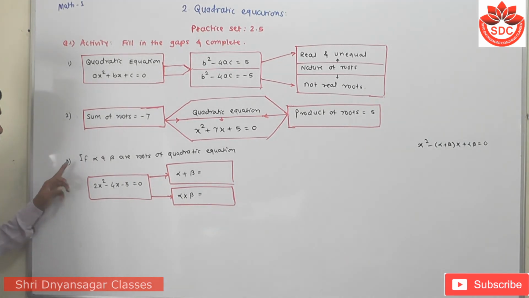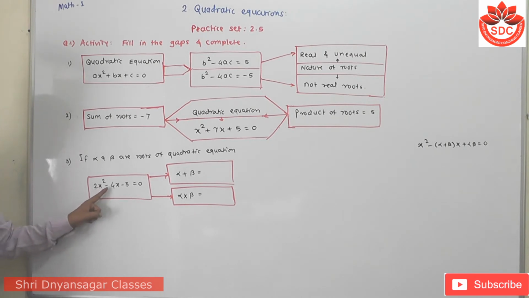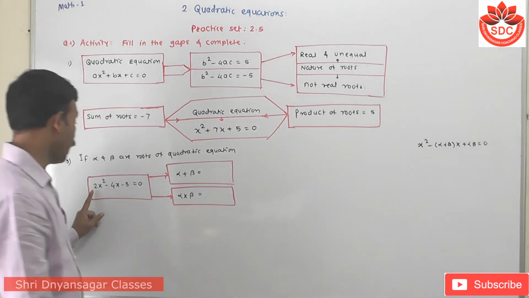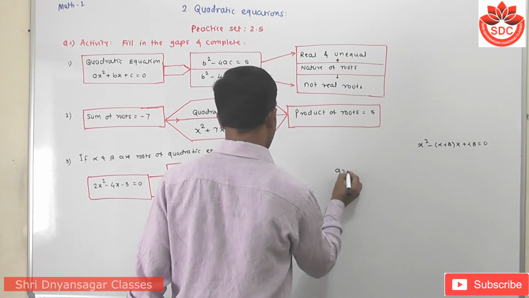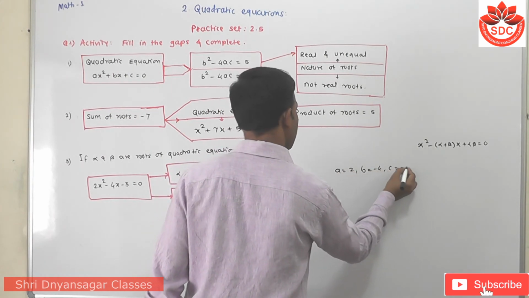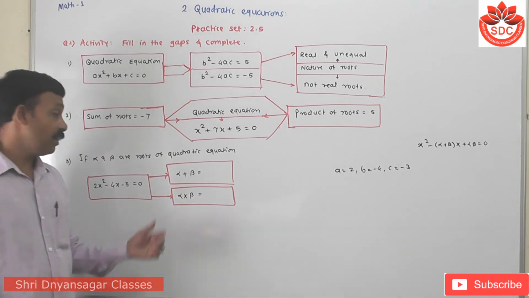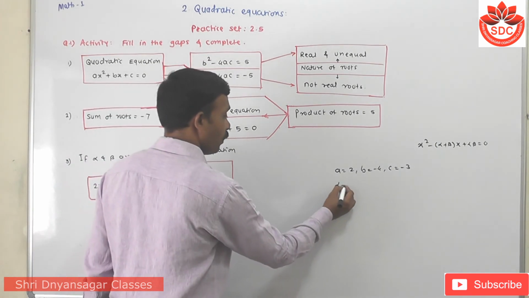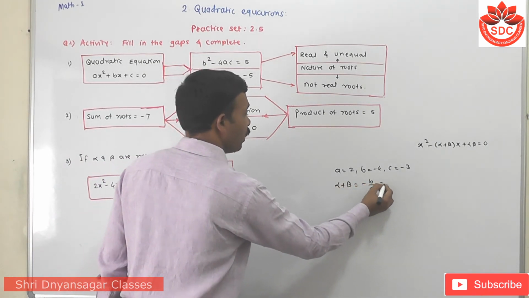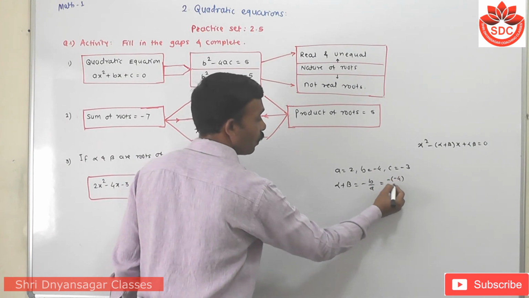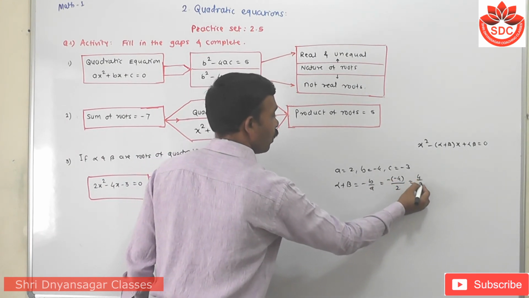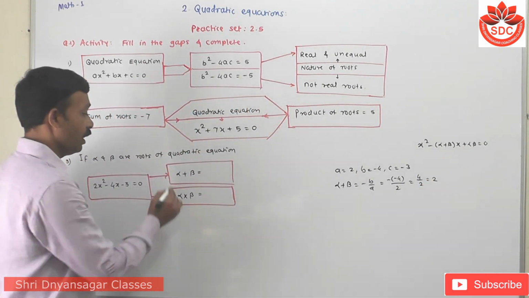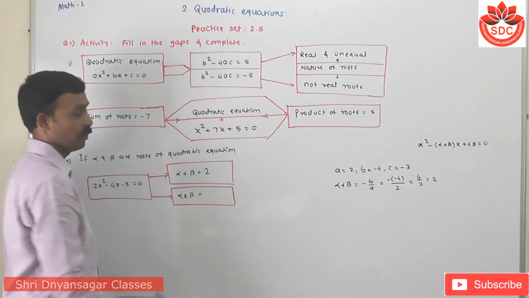Then the third one is, if alpha and beta are the roots of the quadratic equation, at that time the equation is given: 2x square minus 4x minus 3 is equals to 0. Student, when we compare this equation, we find the values of a, b, c, that is a is 2, b is minus 4 and c is equals to minus 3. Then we know the formula: sum of the roots is equals to minus b upon a, means alpha plus beta is equals to minus b upon a, where b is minus 4 and a is 2, so 4 upon 2 is equals to 2. So in our first bracket we write 2.